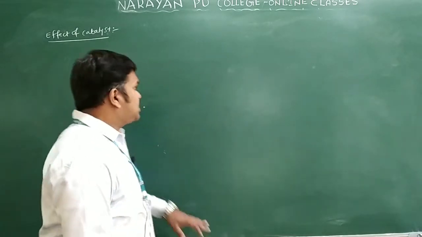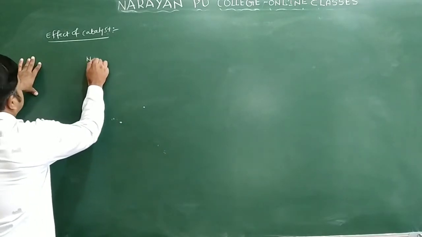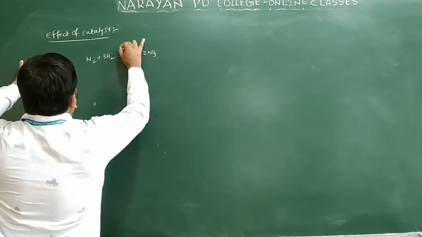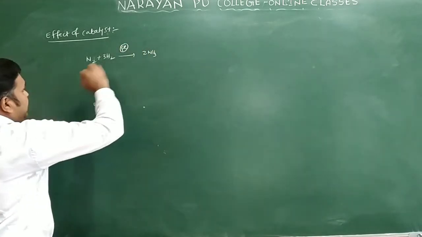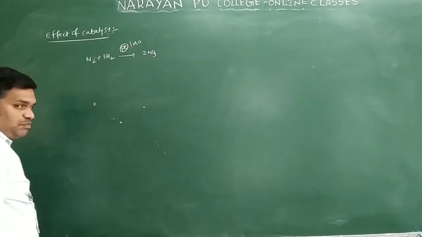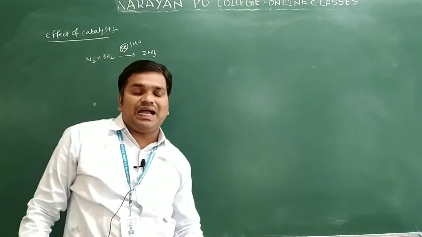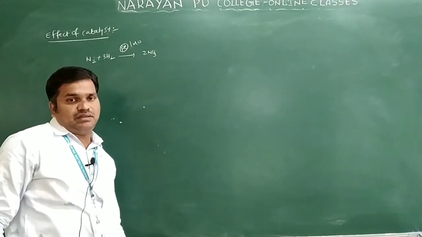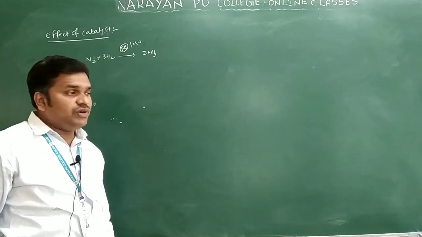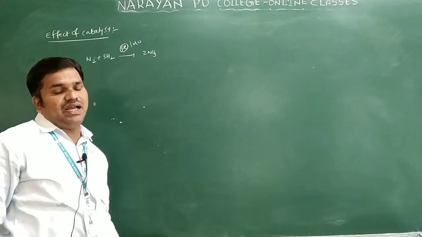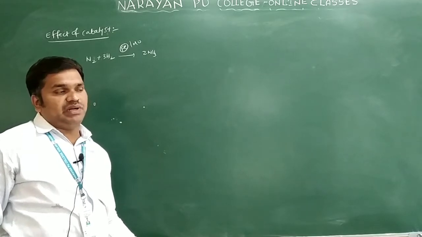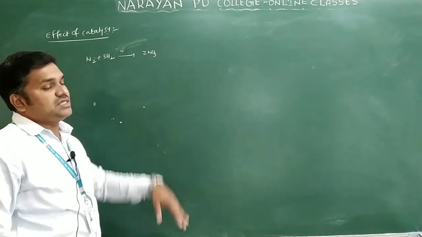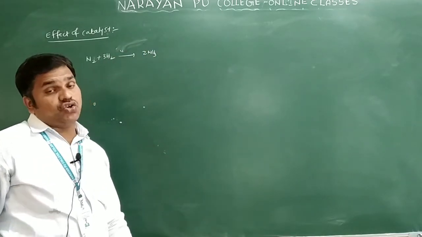Clear? As a general example, take the Haber process, N2 plus 3H2 gives rise to 2NH3. Here we are using iron as the catalyst, along with molybdenum as a promoter. If you want to prepare ammonia by the Haber process, iron is the catalyst required. We add this catalyst because it increases the rate of the reaction. The reaction will be completed in less time. If you do the reaction without a catalyst, the formation of ammonia does not take place easily.